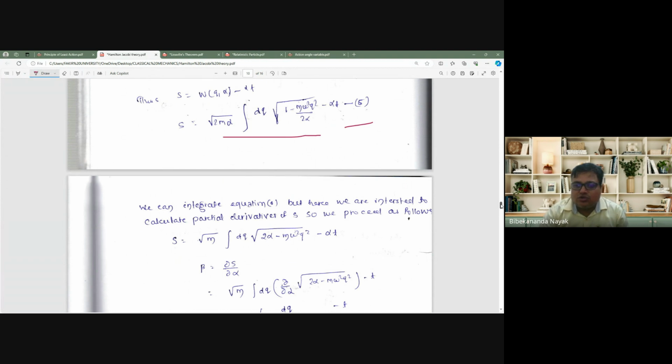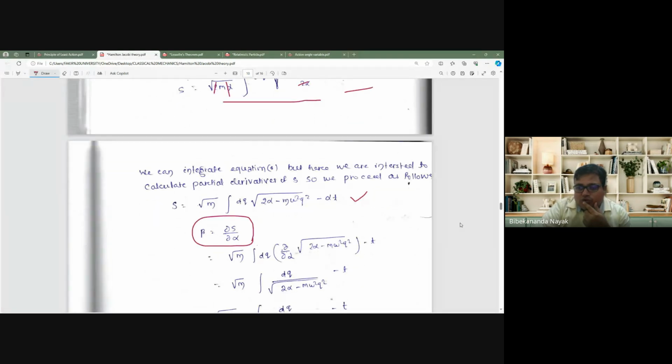If you integrate this, s is equal to root m. You can integrate the equation, but we are interested in calculating the partial derivative of s with respect to alpha. So we proceed as follows. S is equal to how much? Here 2 root alpha, 2 root alpha cancel, root over m into dq, integral of root of 2 alpha by m minus omega square q square, minus alpha t. But del s by del alpha is another constant, beta.